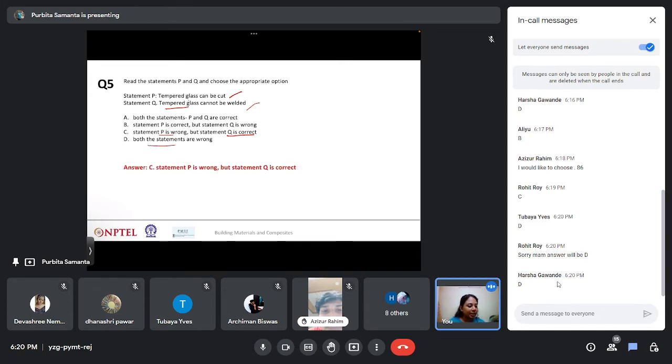See, the statement that tempered glass can be cut is wrong. Tempered glass cannot be cut. At the same time, tempered glass cannot be welded, so this is a correct statement. All of this has to be done beforehand, before it is put into the tempering process and prepared. If you go back to the slides that the instructor has taught, you will see that all this cutting and welding has to be done beforehand only. That is the reason tempered glass cannot be cut, and neither can it be welded.